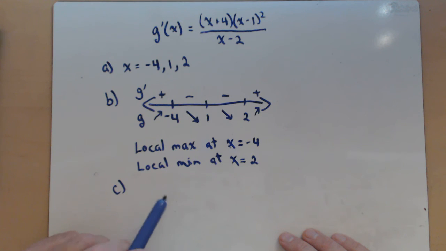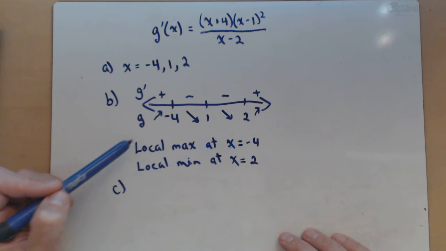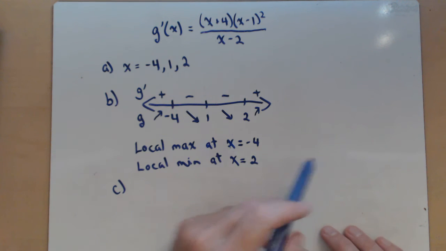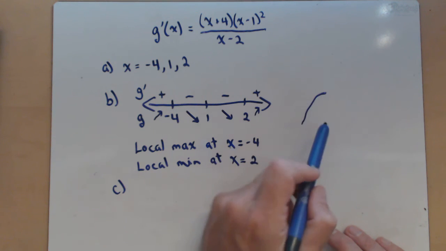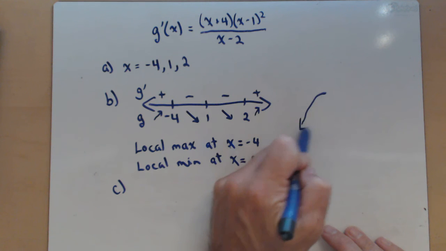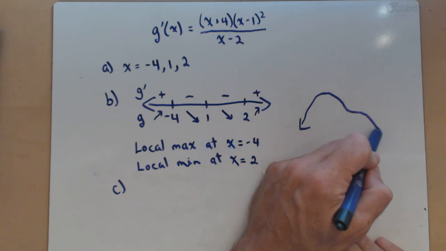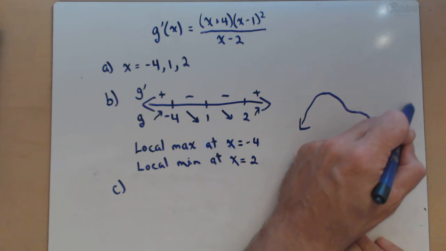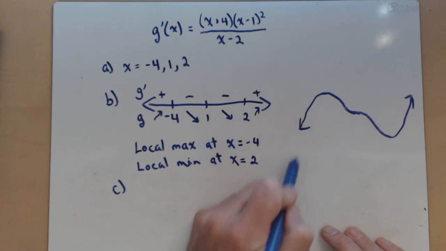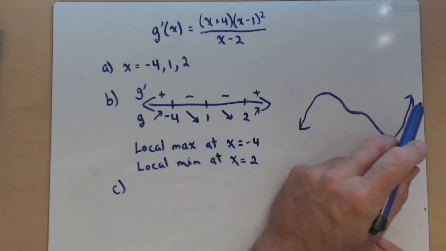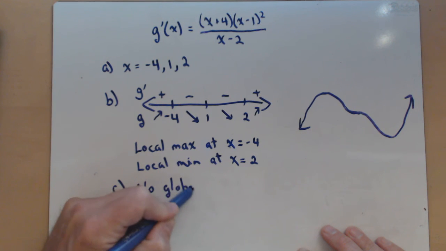Finally, does g have a global max or a global min? Well, notice what's going on at the ends. This graph comes in as increasing. So if we were to sketch a rough sketch based on our derivative, it's going to come in increasing until we get -4. Then it's going to decrease. We're going to have that horizontal tangent, and it's going to decrease again. Then at 2, it's going to go back to increasing. Again, a rough sketch. But what this tells me is it's going down to -infinity, and it's going up to positive infinity. So there would be no global max or min.